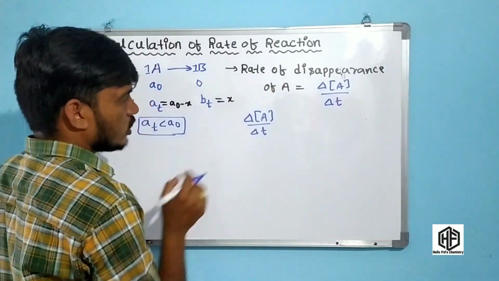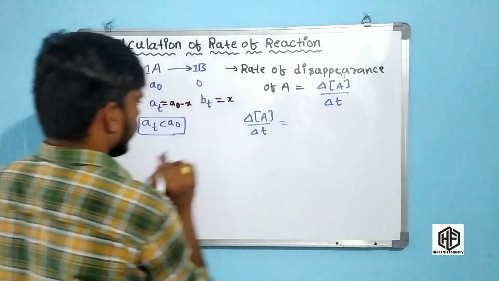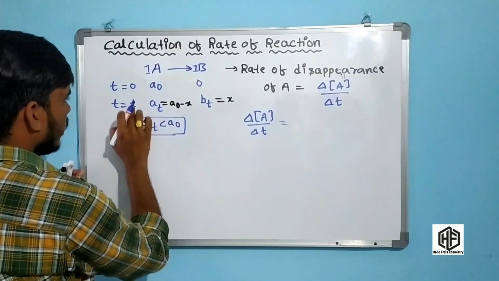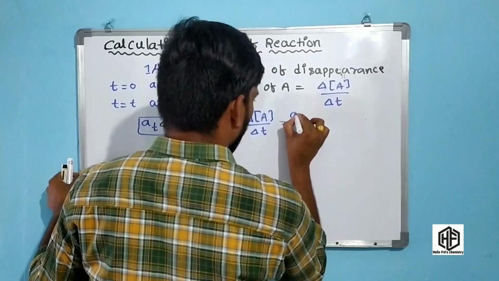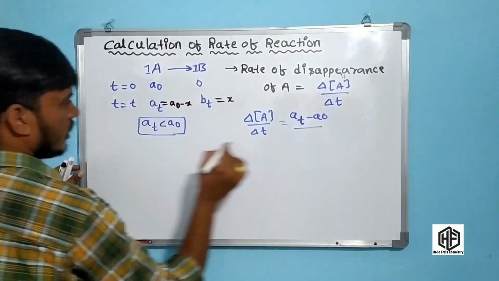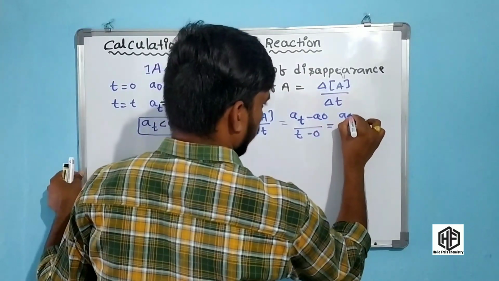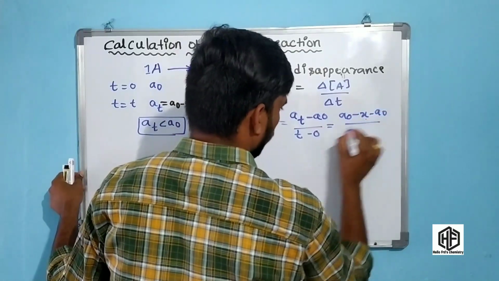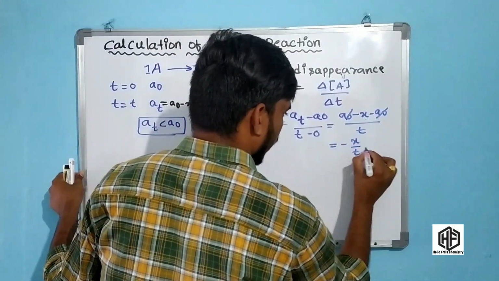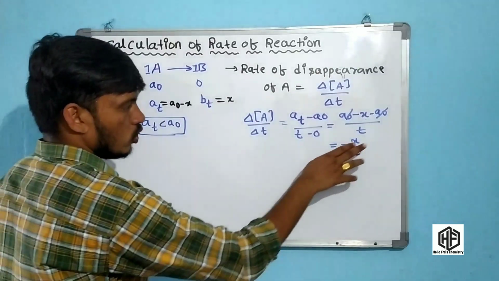In this reactant case, the change in concentration of A is the final minus the initial. The final value is At and the initial is A0, divided by the change in time, T minus 0. Now At is A0 minus X, so A0 minus X minus A0 by T. The A0 and A0 cancel. Now minus X by T is the value of the change in concentration of A by change in time.